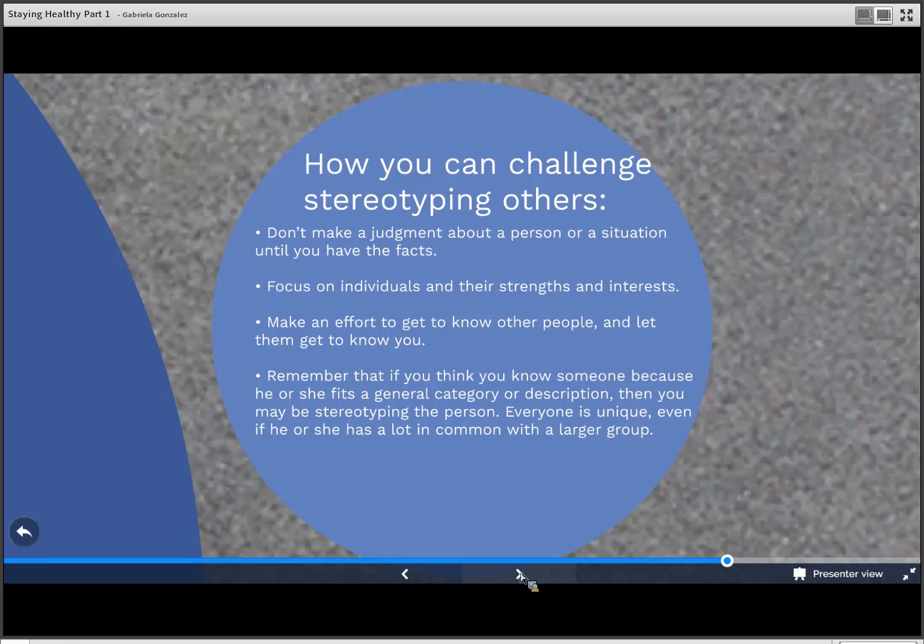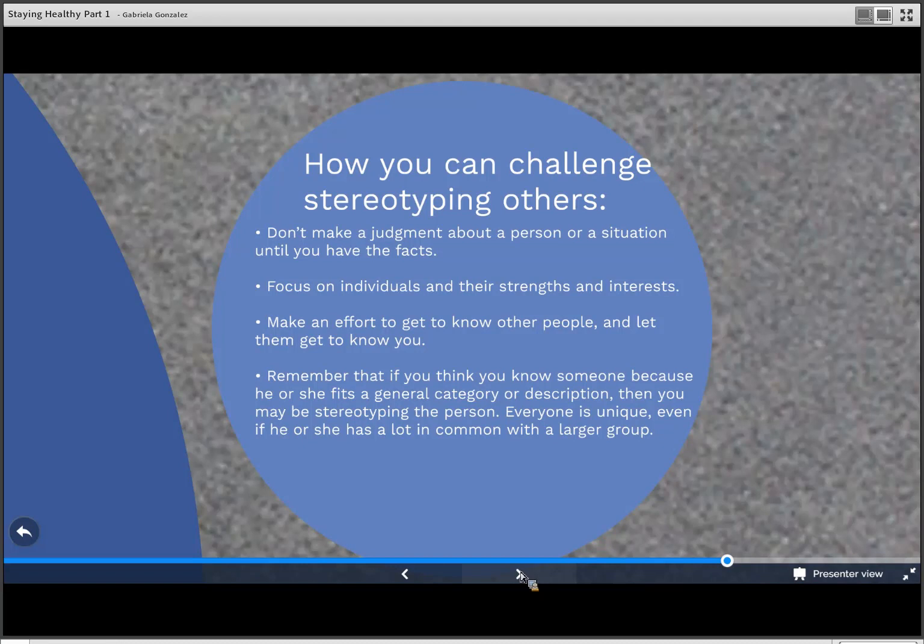So don't make a judgment about a person or a situation until you have all the facts, reminding yourself to do that. Focus on individuals and their strengths and interests. Make an effort to get to know other people and let them get to know you. And then lastly, remember that if you think you know someone because he or she fits into a general category or description, then you may be stereotyping that person.